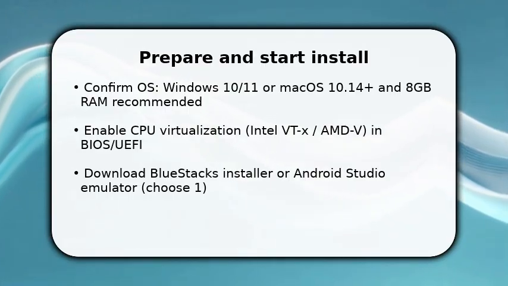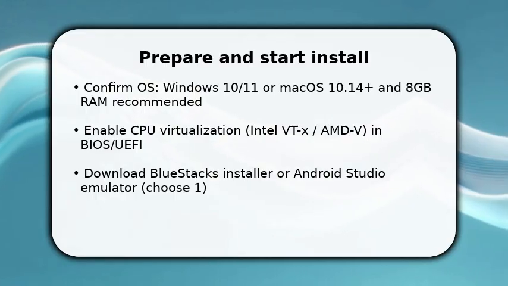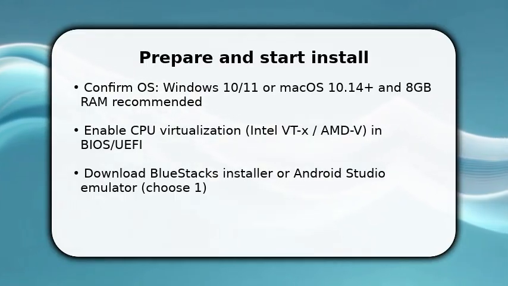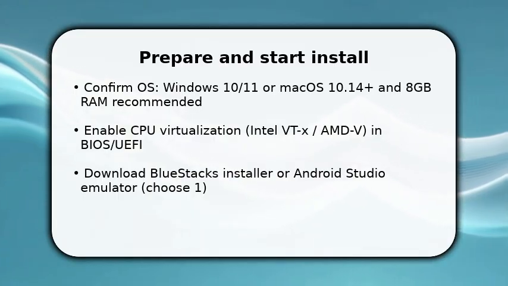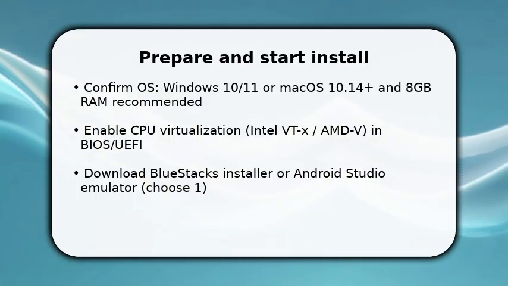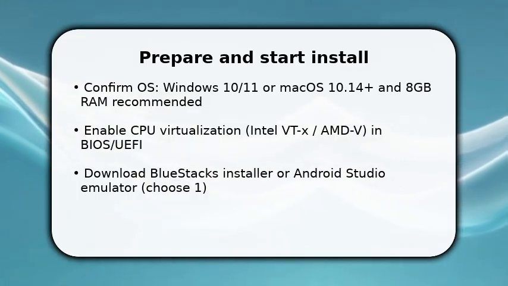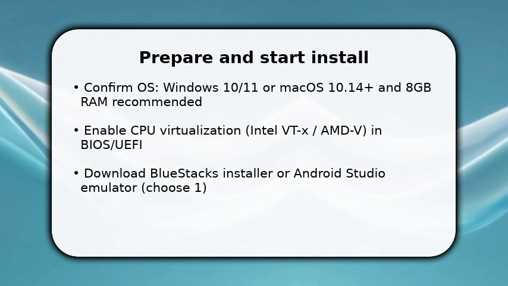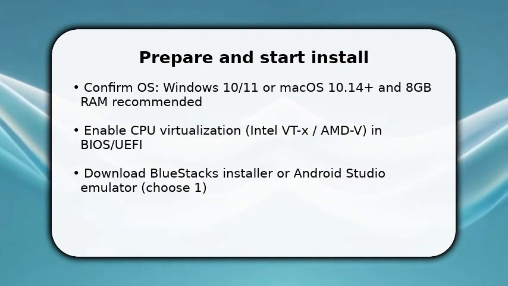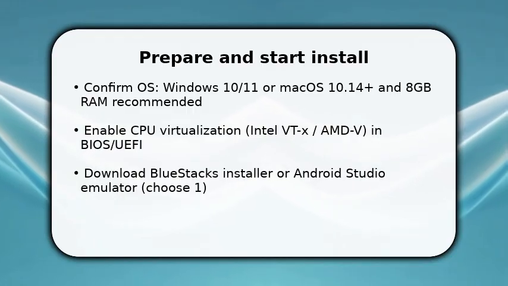Next, download the BlueStacks installer or Android Studio. Pick one based on simplicity versus developer tools. Run the installer and follow prompts, accept permissions, and let the installer add virtualization drivers if asked. This gets the emulation layer ready, so you can sign into Google Play and run apps like on a phone.